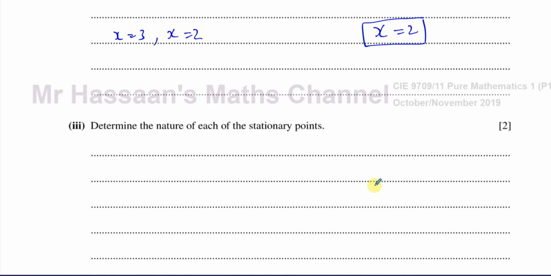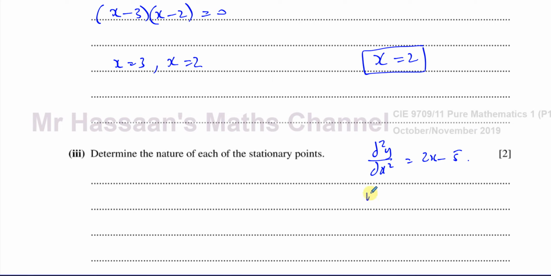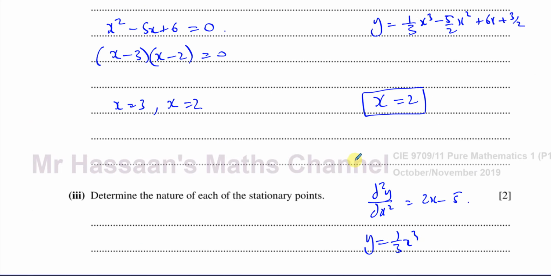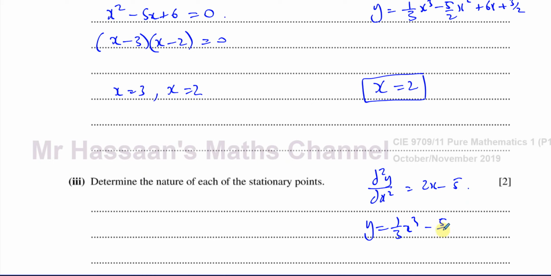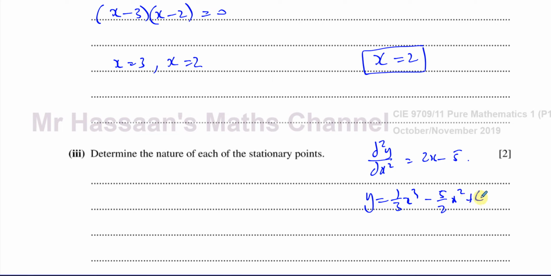Okay, so if we have d squared y dx squared equals 2x minus 5, that will help us determine whether the stationary points are maximums or minimums. We could also do that by knowing that this is a cubic curve, because we see the curve is y equals a third x cubed minus 5 over 2 x squared plus 6x plus 3 over 2. So this is a familiar type of curve.